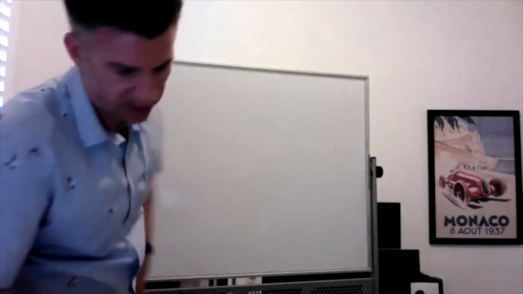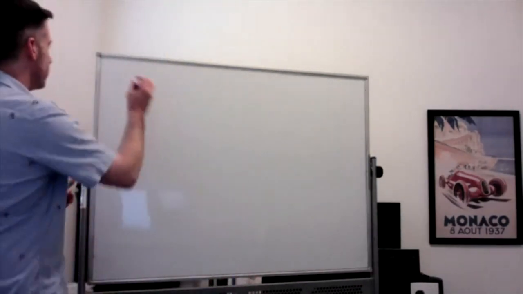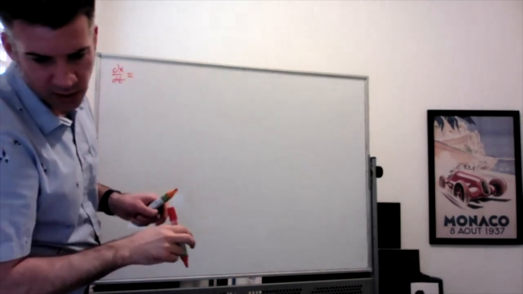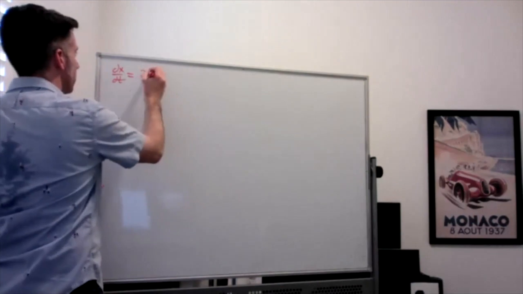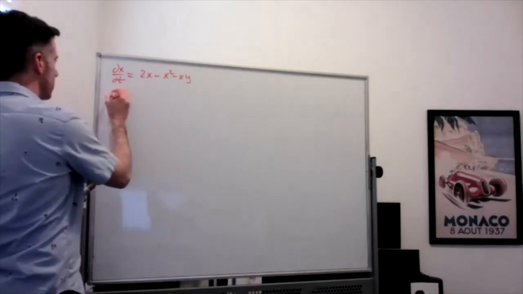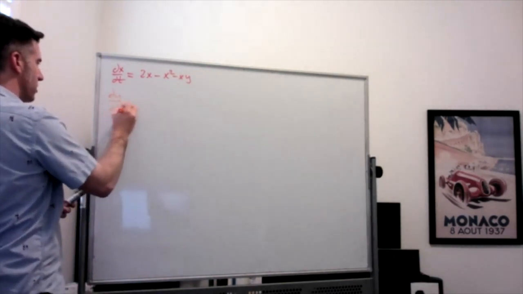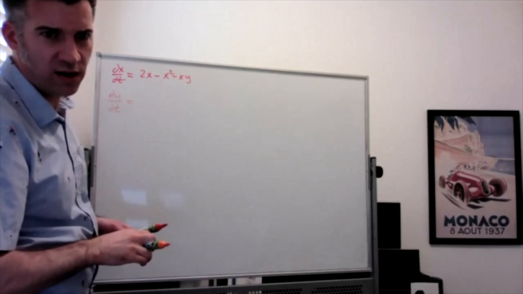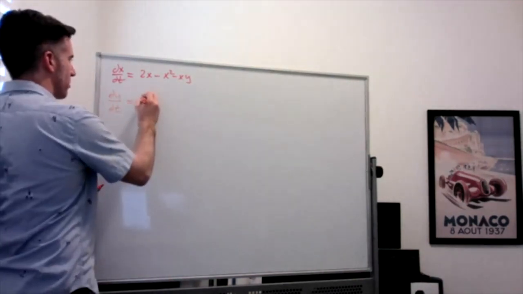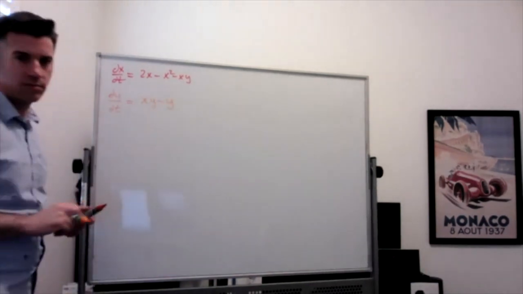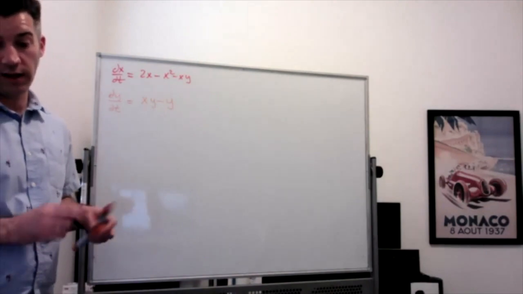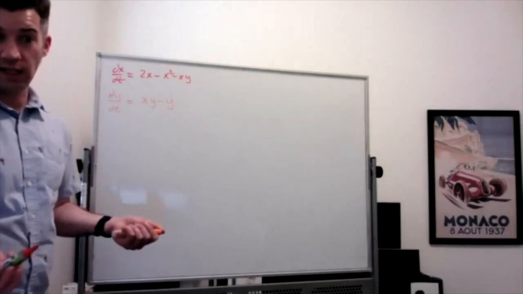Let's look at this one. Let's say I've got in red dx dt equal to 2x minus x squared minus xy. And in orange, dy dt equal to, can you guys see the orange all right? That doesn't look too bad. Equal to xy minus y. Okay. Again, let's find the nullclines. We're setting each thing equal to 0.